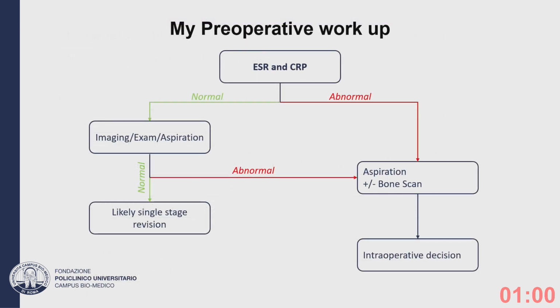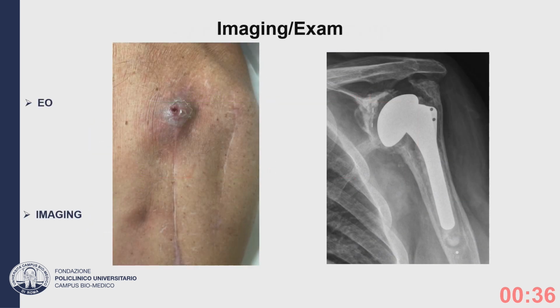So about the workup, when we start from ESR and CRP, if they are abnormal or we have positive aspiration or bone scan, then the intraoperative decision is important. In the cases of normal ESR and CRP, it's important to consider imaging, examination, aspiration, and eventually we can go for a single stage revision.